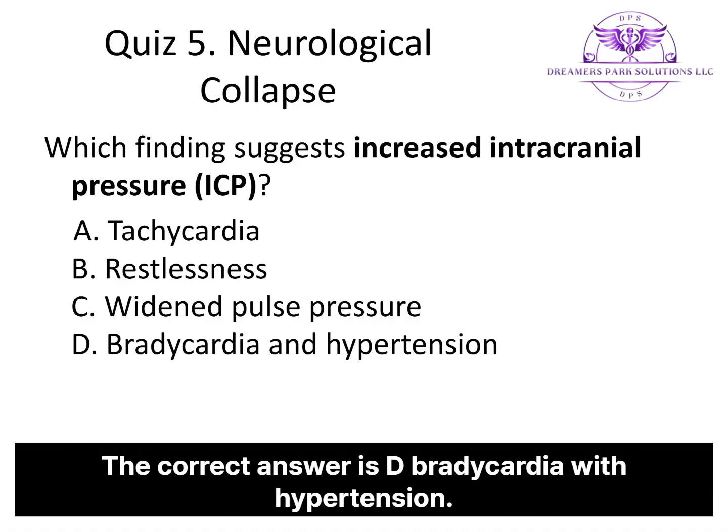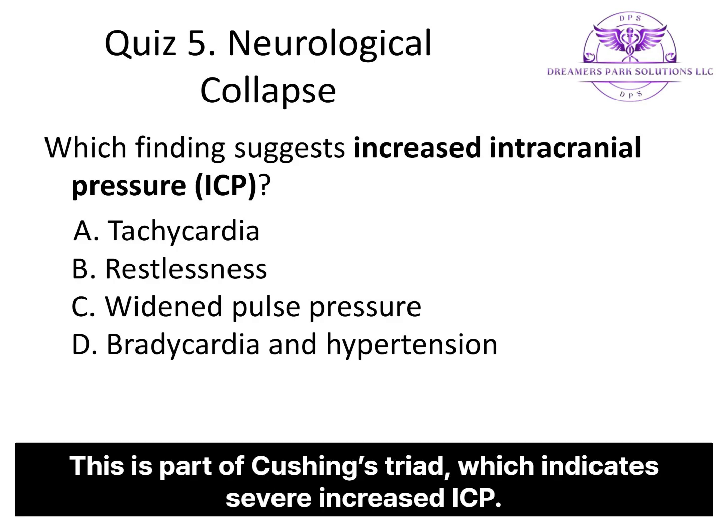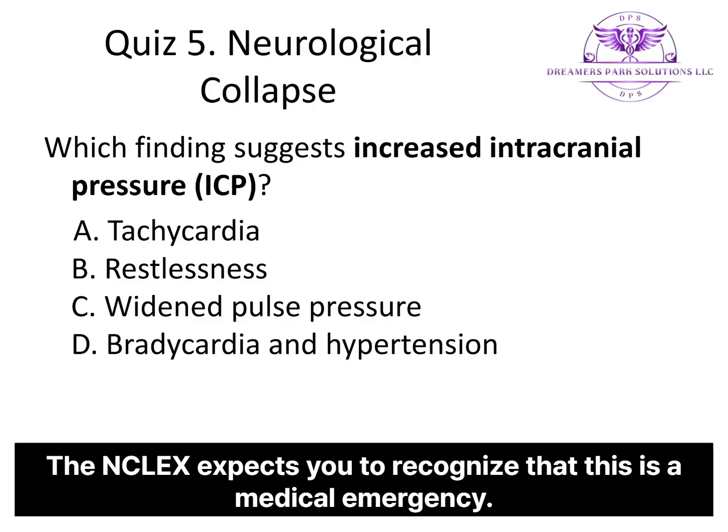The correct answer is D. Bradycardia with hypertension. This is part of Cushing's triad, which indicates severe increased ICP. The NCLEX expects you to recognize that this is a medical emergency.